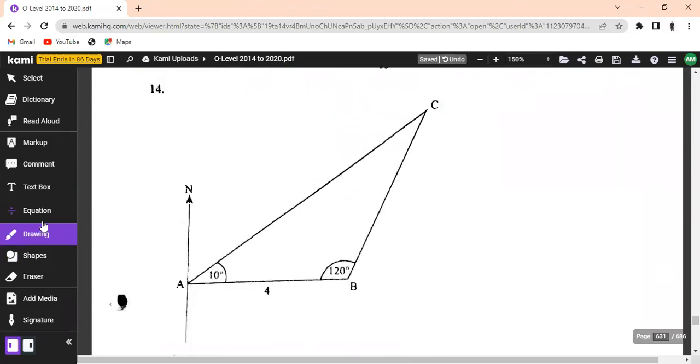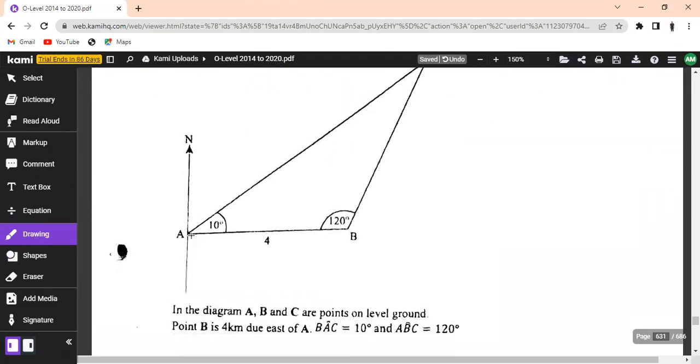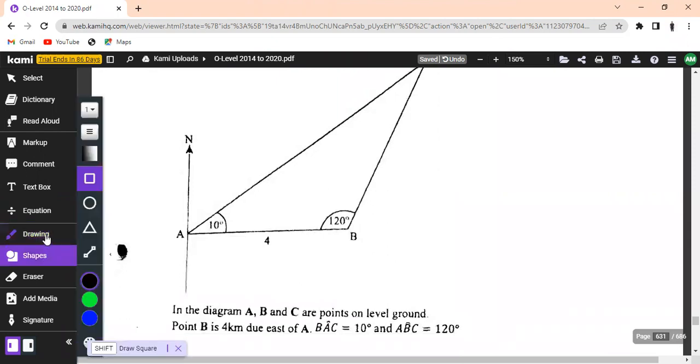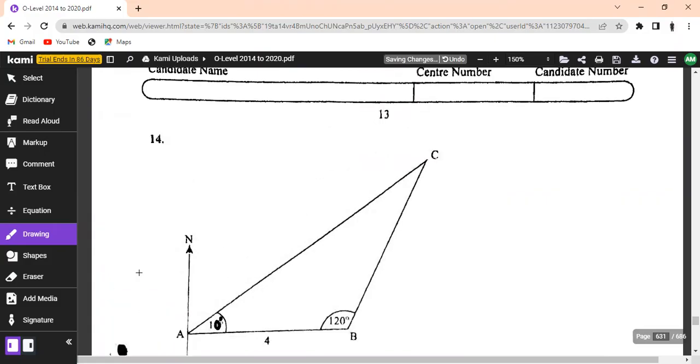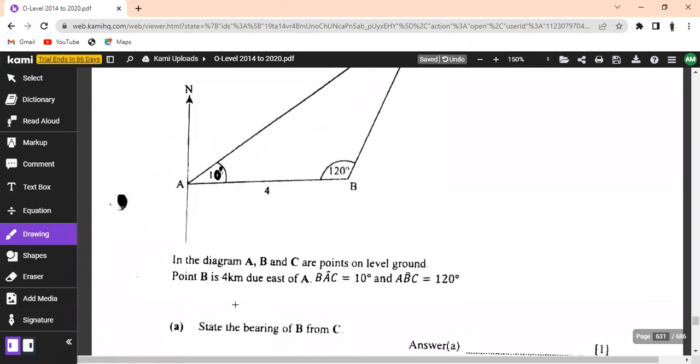Okay. Number 14, we are given part of a bearing. This angle here is 10 degrees, and this is 120. You've got points A, B, and C. In the diagram, let's analyze our diagram and see what we have got there. In the diagram, A, B, C are points on level ground. B is 4 kilometers due east of A.